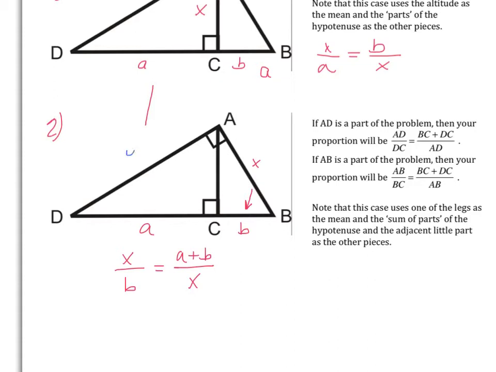Now let's say we were given the other leg. If we were given the other leg as a part of the problem, then that would be my mean. And then now the adjacent side to it would be A, and then it would be the sum of the parts on the other side. So I tried to write it up for you, but I didn't know if it would make a lot of sense, so I wanted to make sure that I explained that some more.